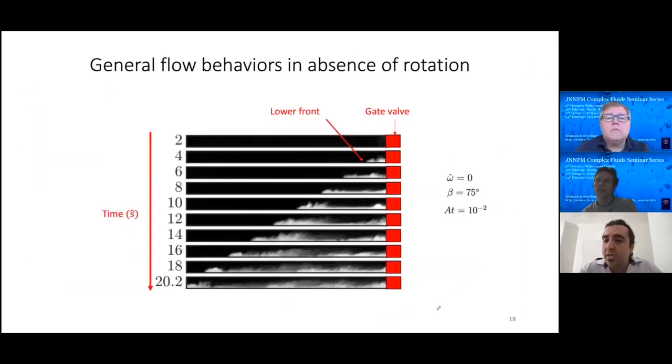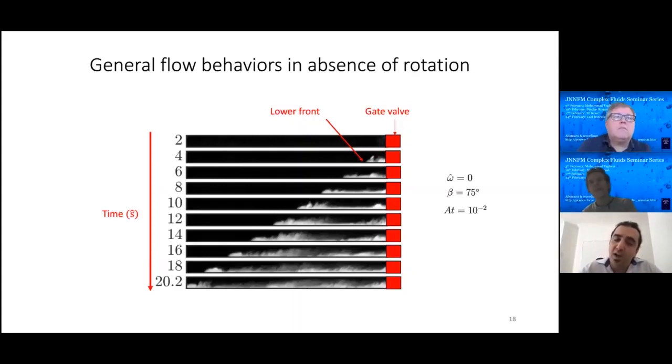So let's jump into the experimental results, looking at an image sequence of the flow in the absence of rotation. We are showing only what happens below the gate valve because the flow has a twofold symmetry with respect to the gate valve. So it's basically symmetric.